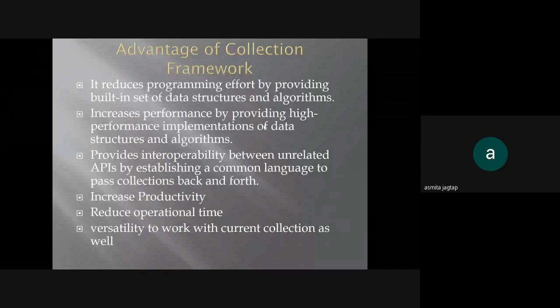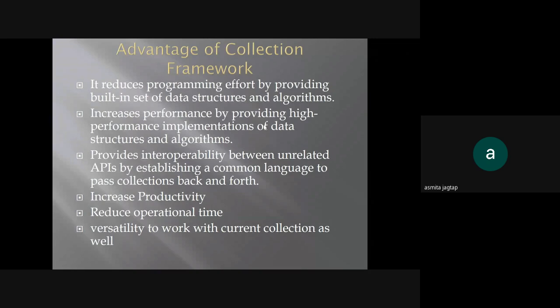Then the next thing is increased performance. Obviously, compared to an array, an ArrayList is faster. List has its advantages and disadvantages, map has its advantages and disadvantages, we will see everything. But because of these data structures, definitely your performance will increase. Then it provides interoperability between unrelated APIs and establishes a common language to pass collections back and forth. This increases productivity, as already discussed. As it increases the performance, obviously the operational time will reduce.